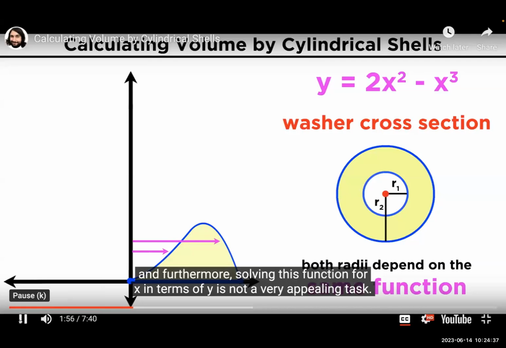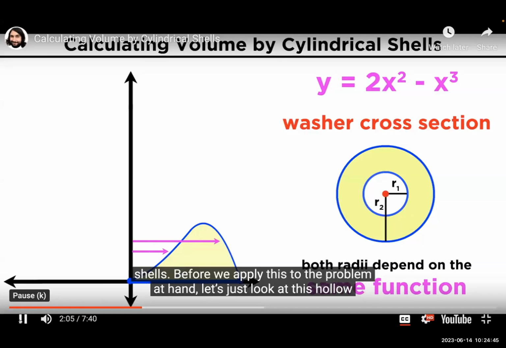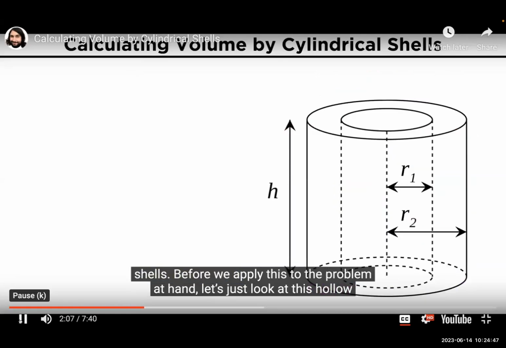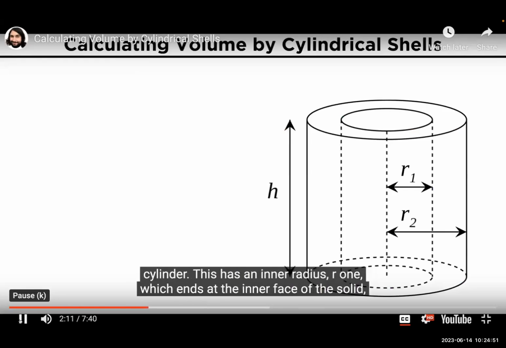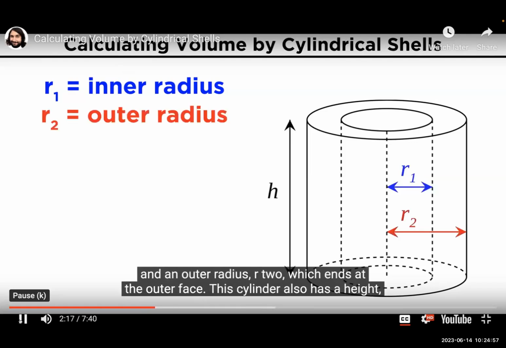For x in terms of y is not a very appealing task. But there is another technique we can try, and it is called the method of cylindrical shells. Before we apply this to the problem at hand, let's just look at this hollow cylinder. This has an inner radius, R1, which ends at the inner face of the solid, and an outer radius, R2, which ends at the outer face. This cylinder also has a height, h.